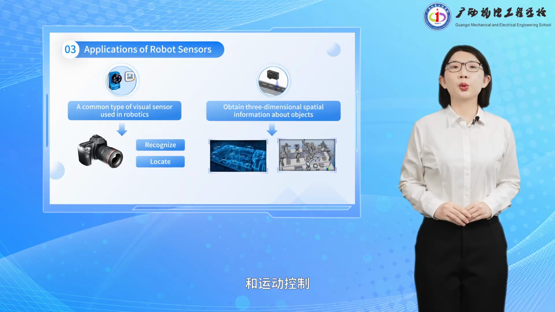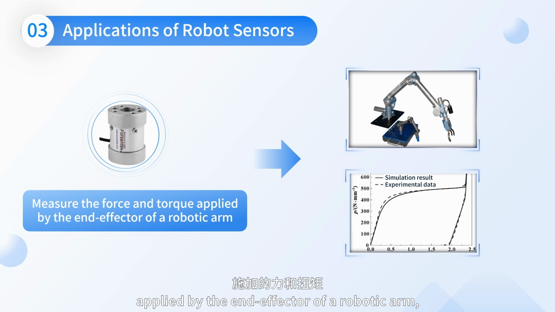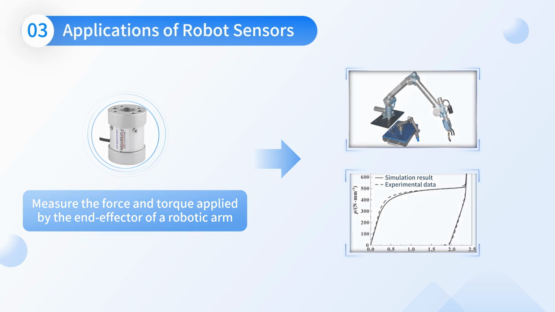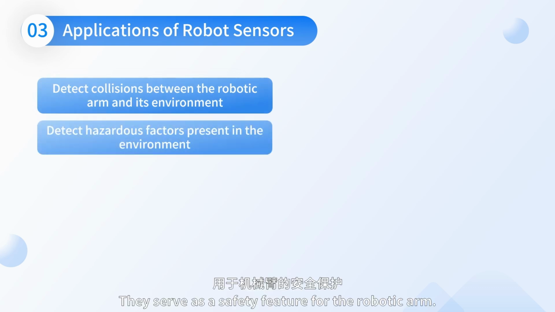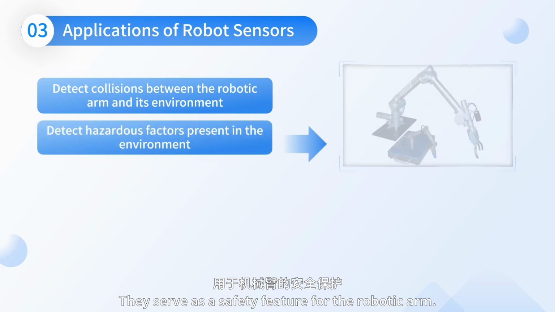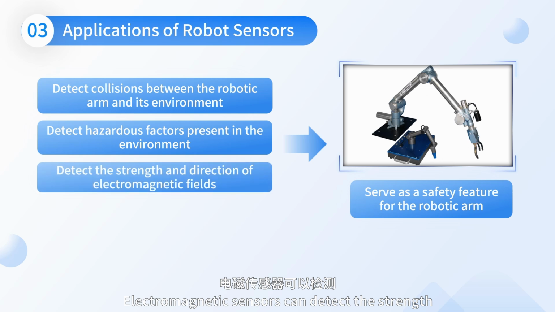of robots. Force-torque sensors can measure the force and torque applied by the end effector of a robotic arm, used for force control and torque characteristic analysis of the arm. Collision detection sensors can detect collisions between the robotic arm and its environment. They serve as a safety feature for the robotic arm. Safety sensors can detect hazardous factors present in the environment. Electromagnetic sensors can detect the strength and direction of electromagnetic fields, used for the motion control of robotic arms in electromagnetic environments.